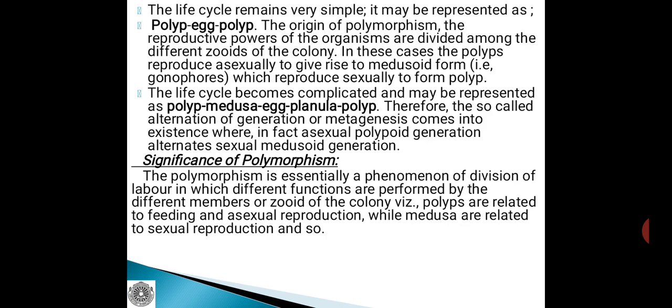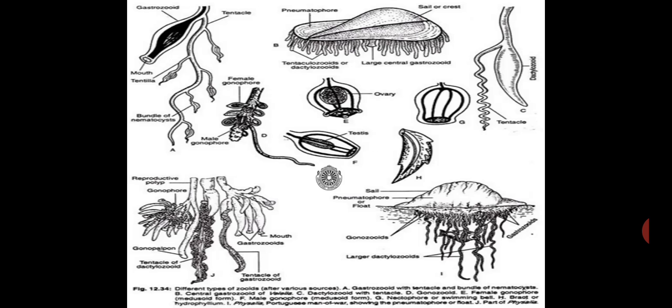Now, coming to the last part, the significance of polymorphism. Polymorphism is essentially a phenomenon of division of labor in which different functions are performed by the different members of the zooid of the colony. That is, polyps are related to feeding and asexual reproduction, while medusae are related to sexual reproduction.